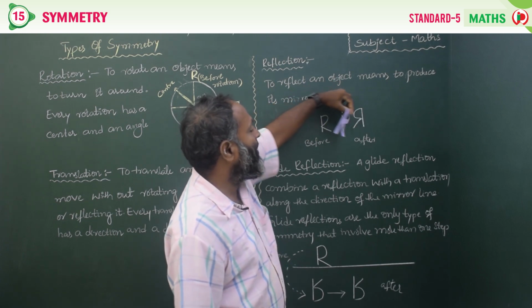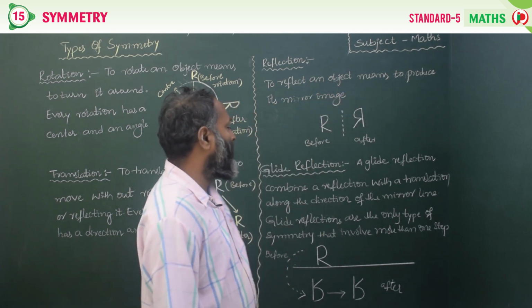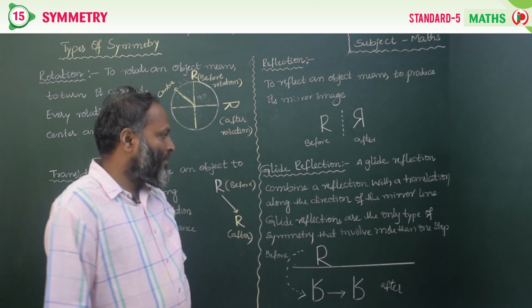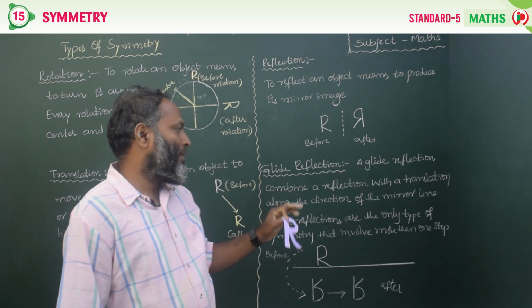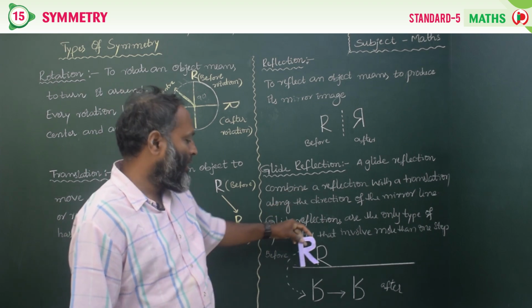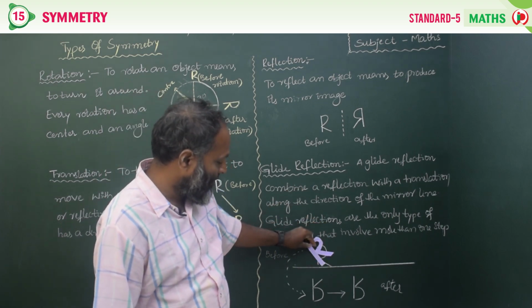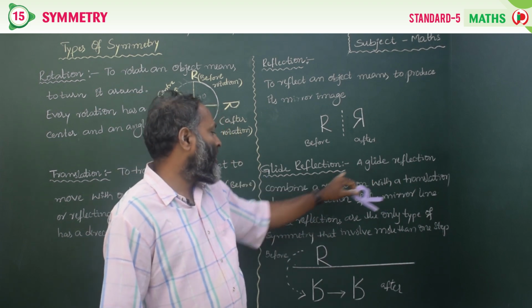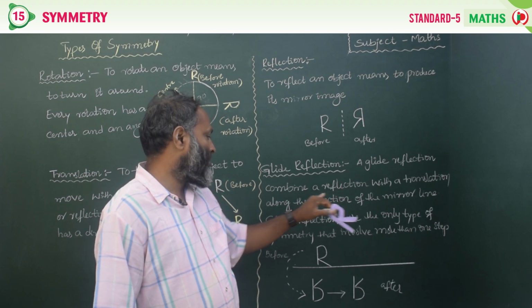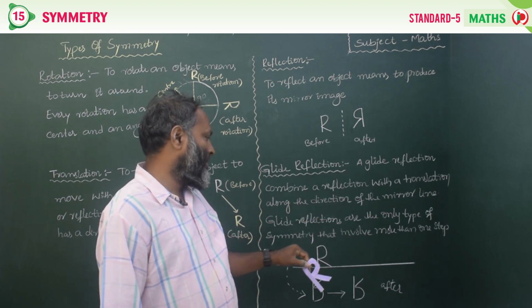This is the mirror image. Okay. Now gliding reflection. So what is gliding reflection? A gliding reflection combines reflection with the translation along the direction. Translating means if you rotate here, so the gliding reflection combines reflection with the translating along the direction of a mirror line.